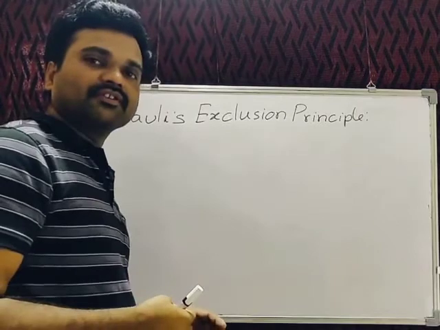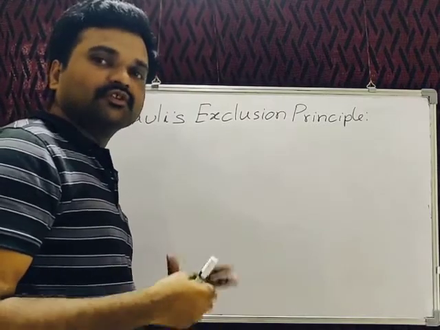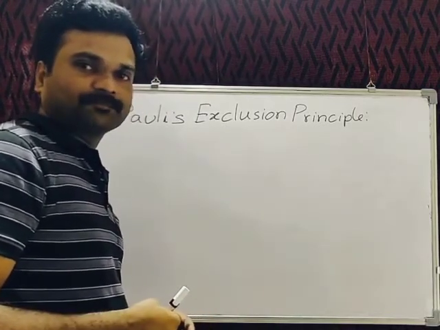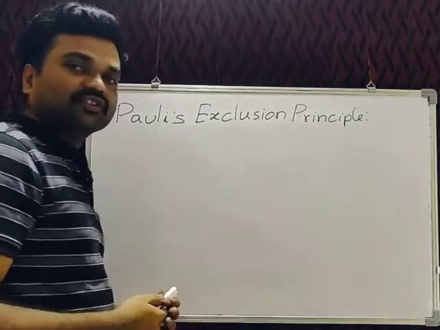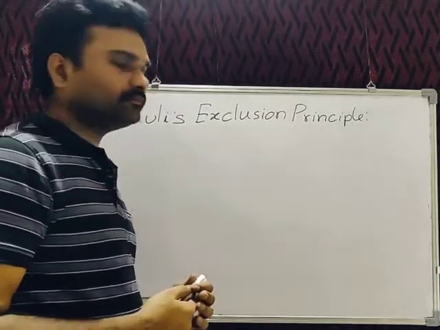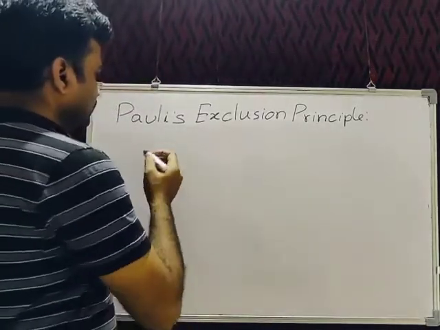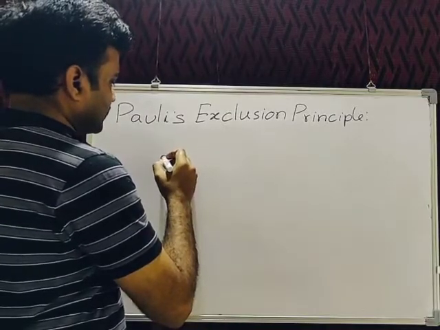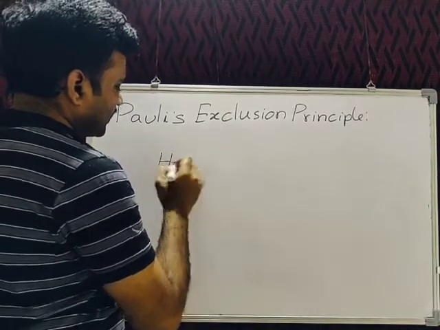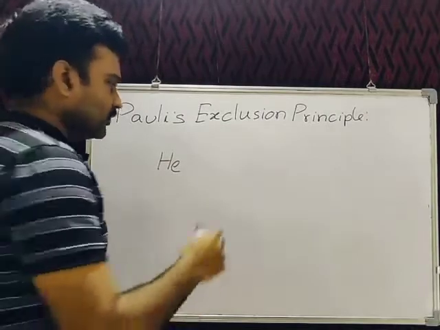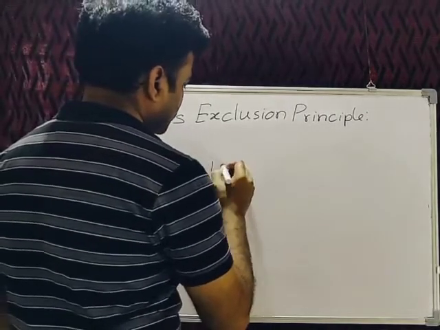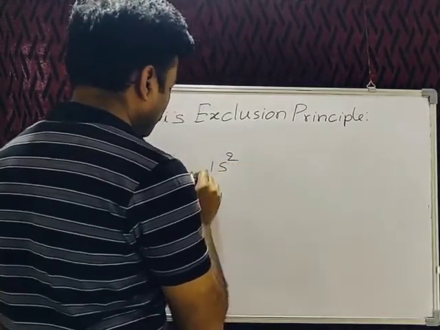So whatever the orbital is, its accommodation capacity is two electrons. This is explained by Pauli's exclusion principle. Let us see an explanation with one example. Let us consider helium. If you see its configuration, 1s2, as its atomic number is 2.